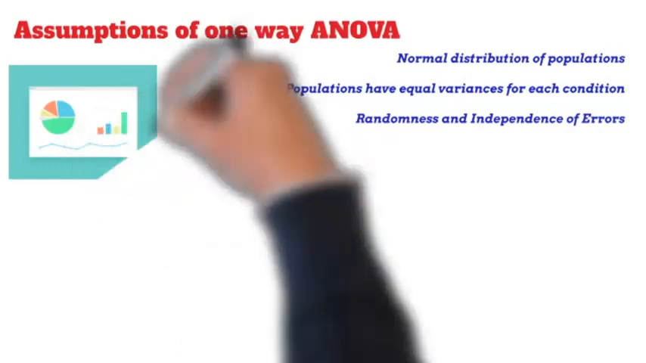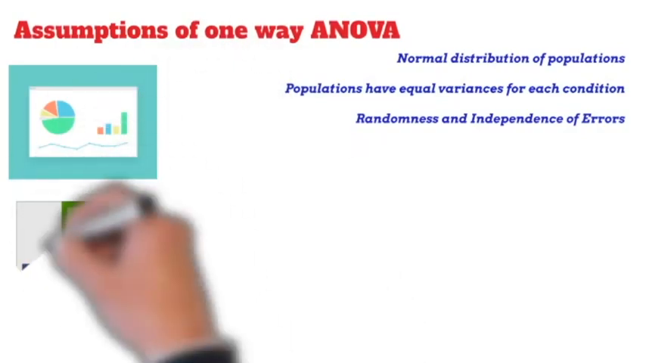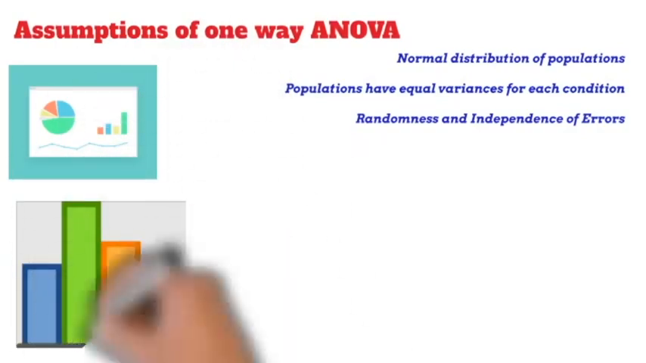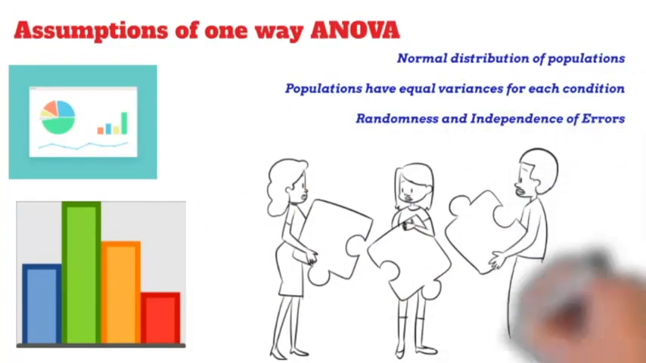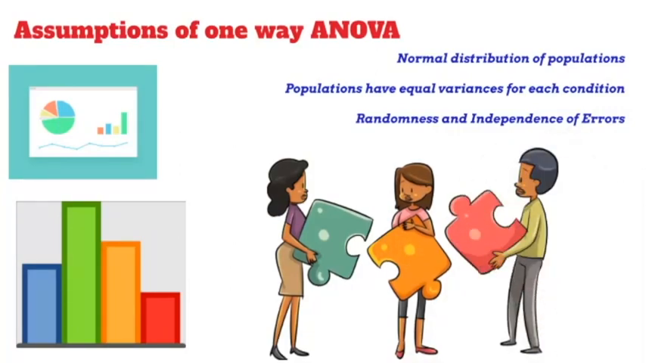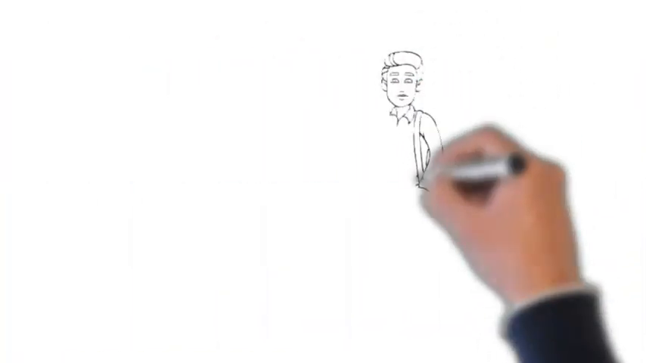The first assumption is normal distribution of populations. The second assumption is that populations have equal variances for each condition. And third, randomness and independence of error.